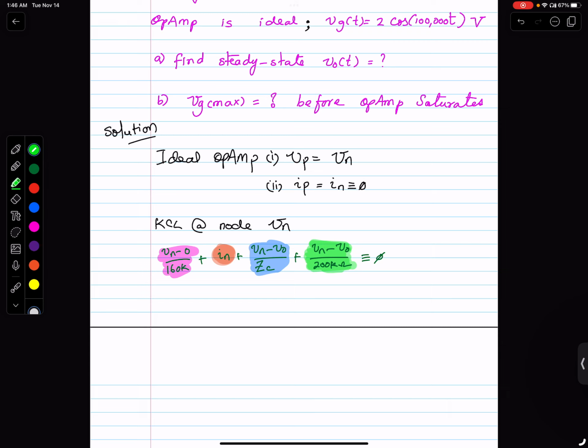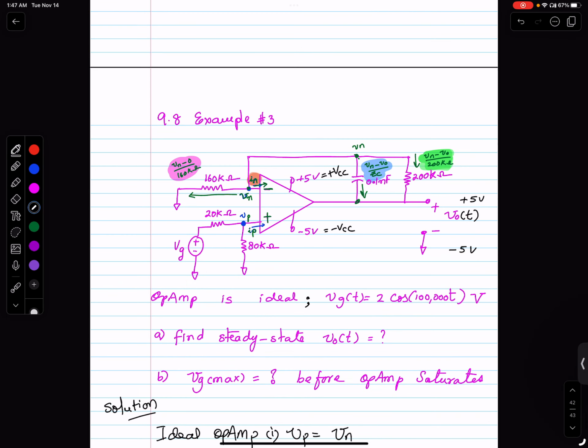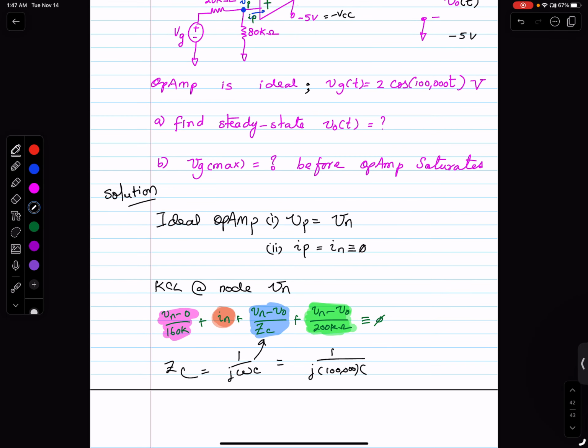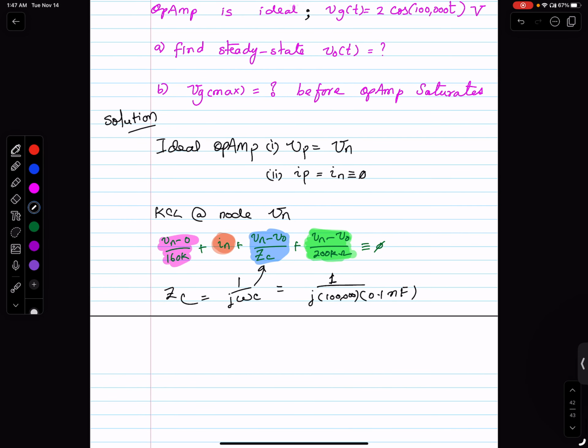Now we can solve for VO, if only we know ZC. ZC is 1 over J omega C, where omega is given to be 100,000 and the capacitance is given to be 0.1 nanofarads. So we are doing an operational amplifier problem.